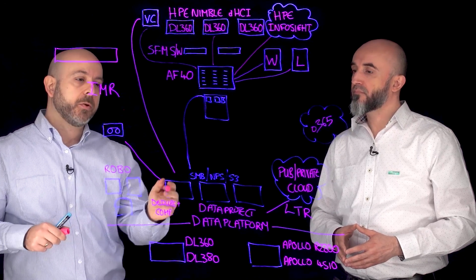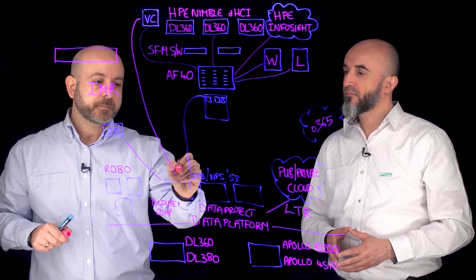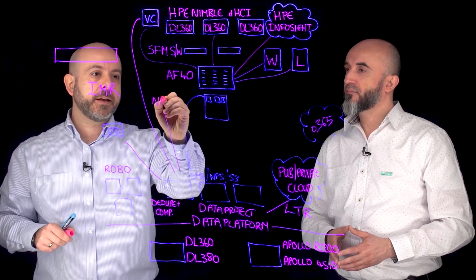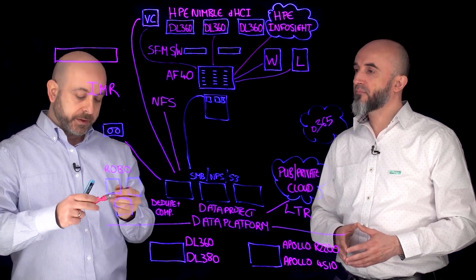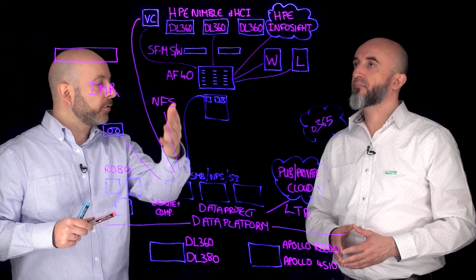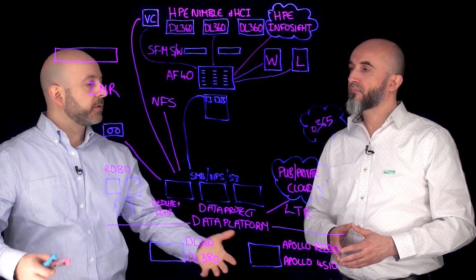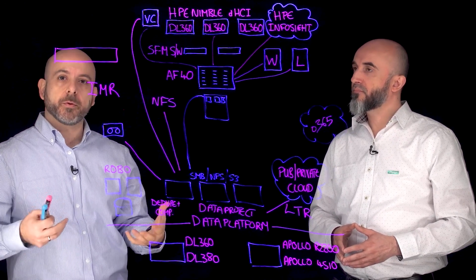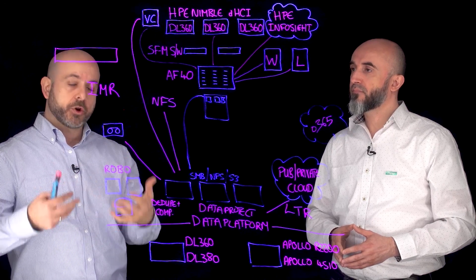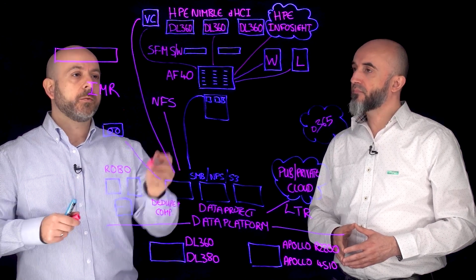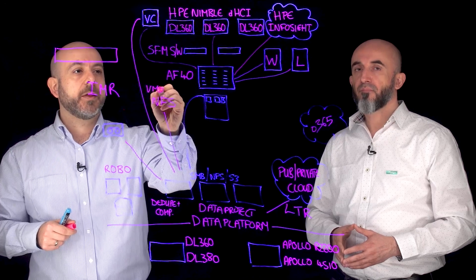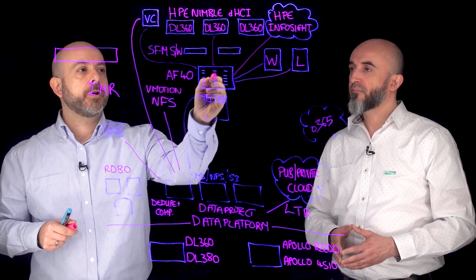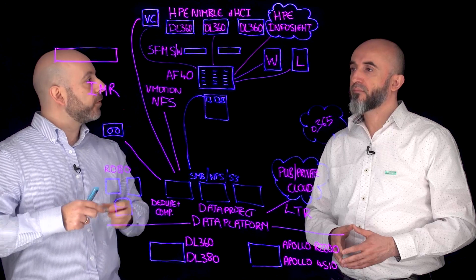And the way in which we do that is that we basically present an NFS data store from Cohesity to the virtual environment with the recovered virtual machines, and they can immediately start to boot. Once they've finished their booting process, we then start to vMotion that data back into the production data stores sitting on the AF40.